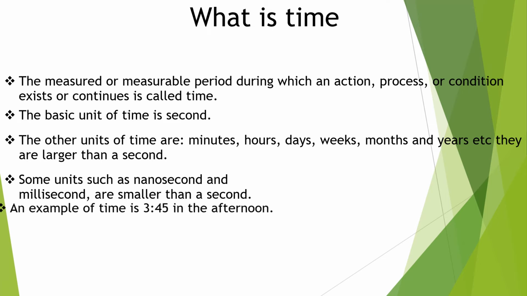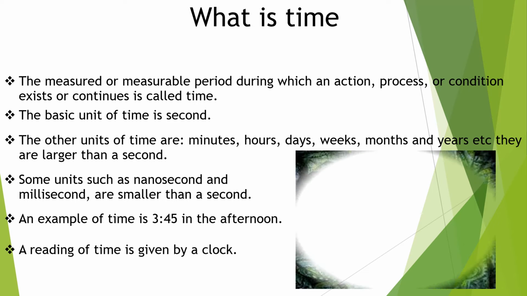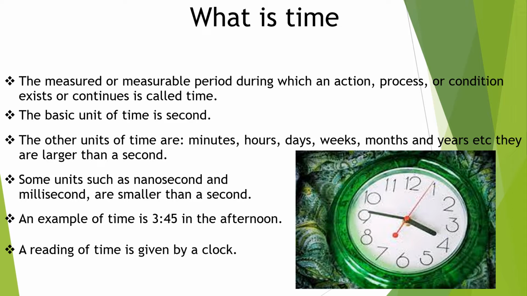The measured or measurable period during which an action, process or condition exists or continues is called time. The basic unit of time is second. The other units of times are minutes, hour, days, weeks, months, years, etc. They are larger than a second. Some units such as nanoseconds and millisecond are smaller than seconds.